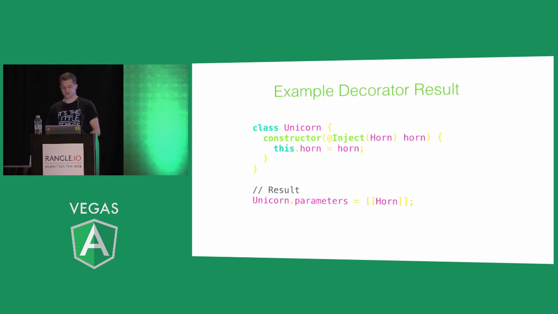So DI decorators, one thing that I really like about them is they only add metadata. This is really important because by only adding metadata, they don't change the behavior. You can create the objects yourself without the dependency injector's help. You can still resort to plain old constructor injection. They're not changing the behavior of the constructor function.